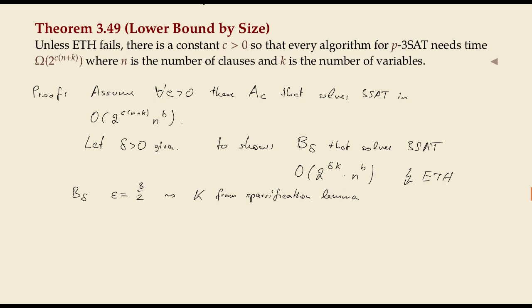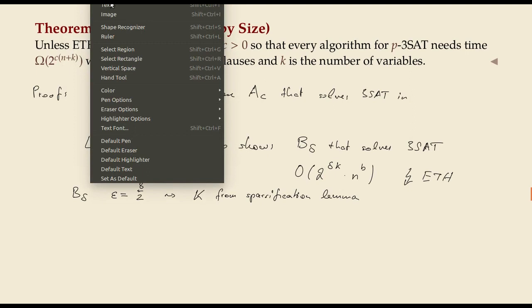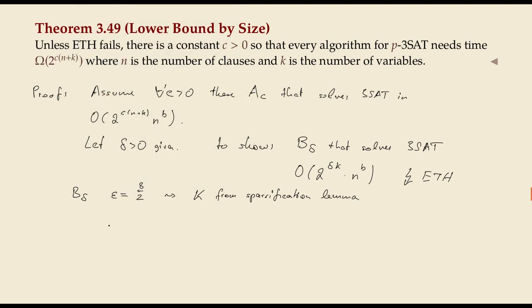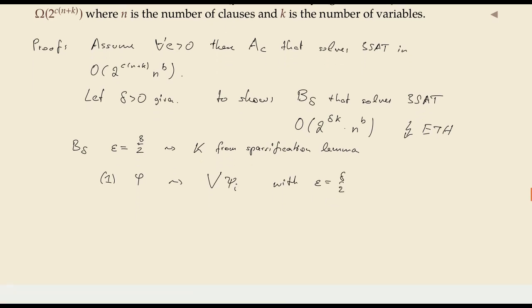So now comes the first step. I made a mistake. First, we transform the input formula into this sparsified instance, with the epsilon that we've just chosen. So that means that the number of clauses in each of these is then k times k.